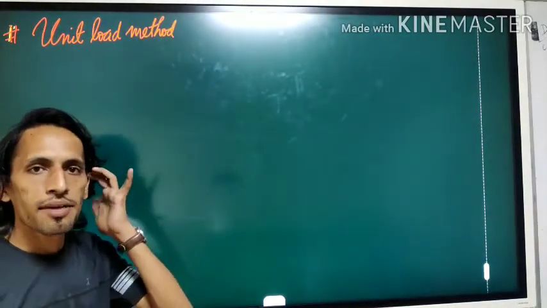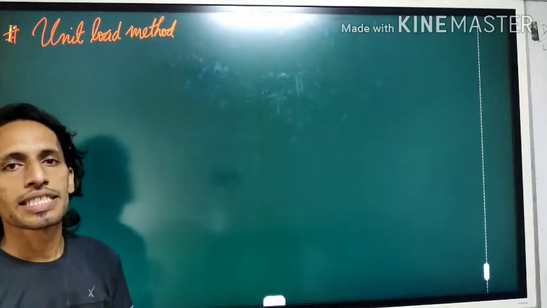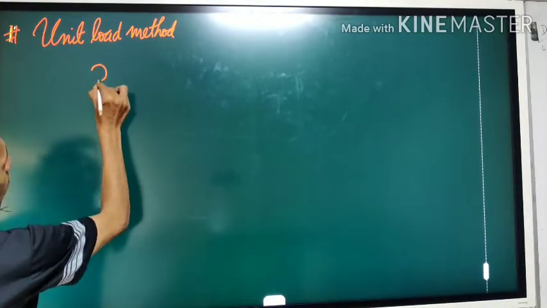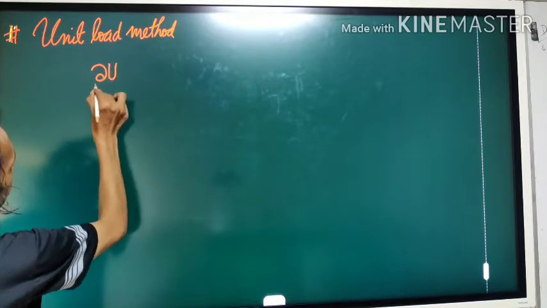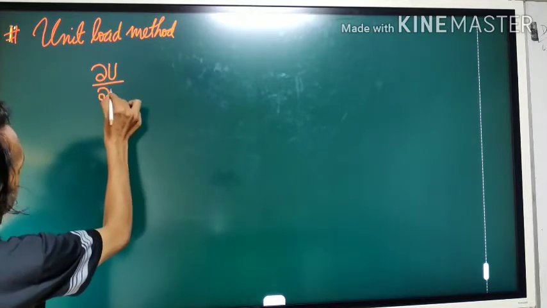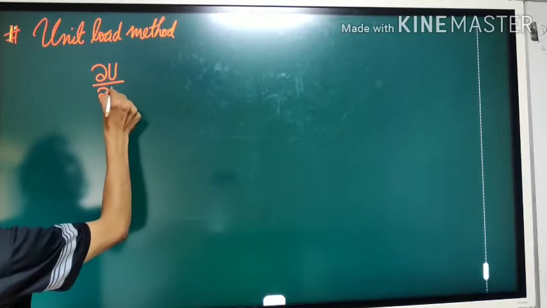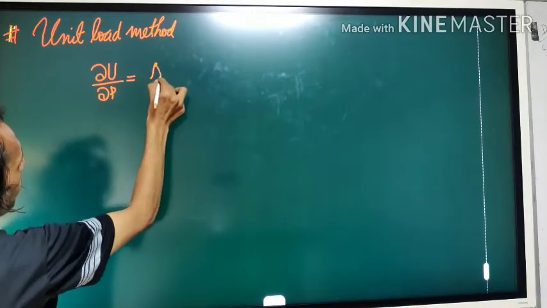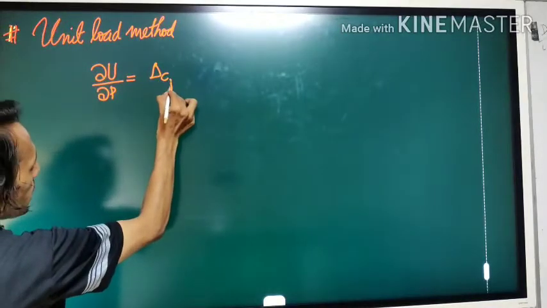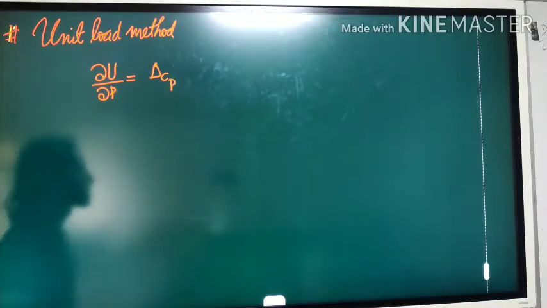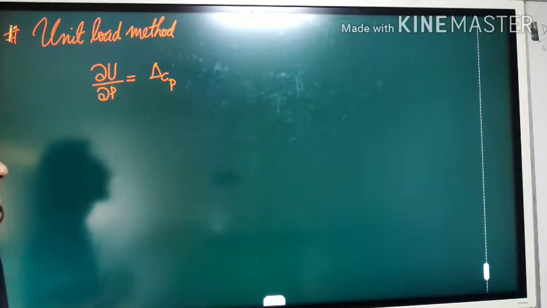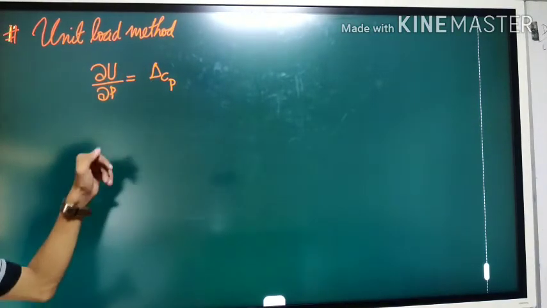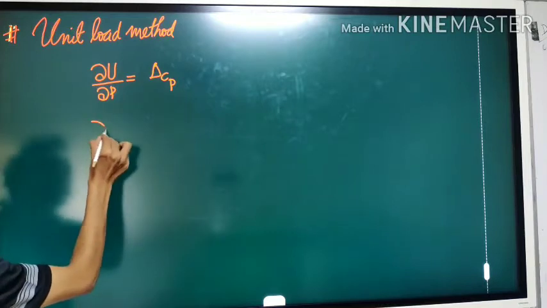So let's bring in the concept from strain energy, in which we already studied that differentiation of U with respect to any force, let's say P, gives the deflection at point C in the direction of P. So we can further reduce this calculation. Let's reduce it.